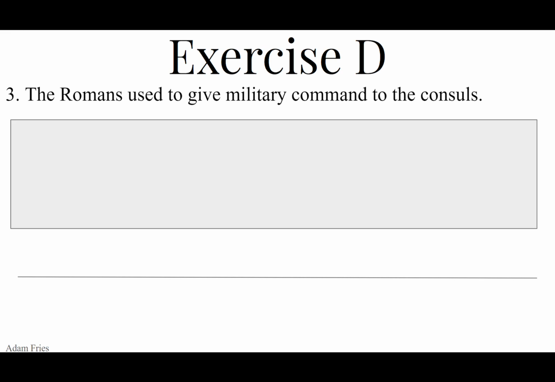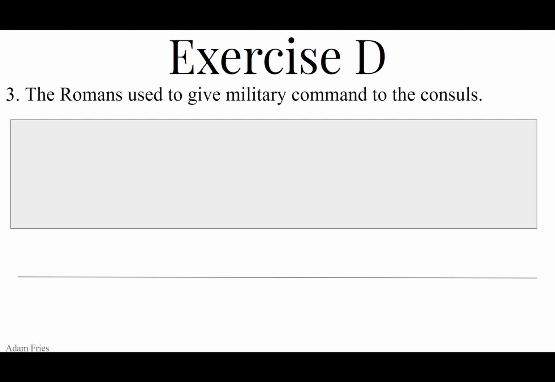Romani dabant. What did they used to give? Why, military command. So this is the direct object of the verb give. This is what the subject used to give, military command. This is the Latin word imperium, imperii, neuter. Because it's neuter, the nominative and the accusative will be the same, and we want the accusative because this is the direct object. So imperium. Romani imperium dabant. The Romans used to give military command.